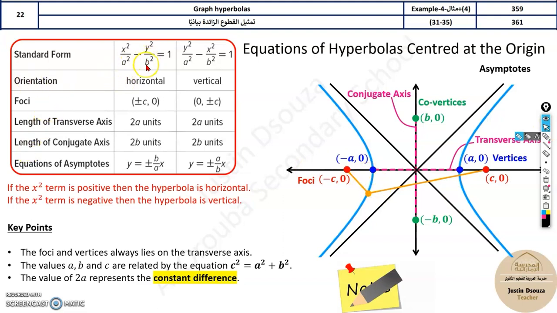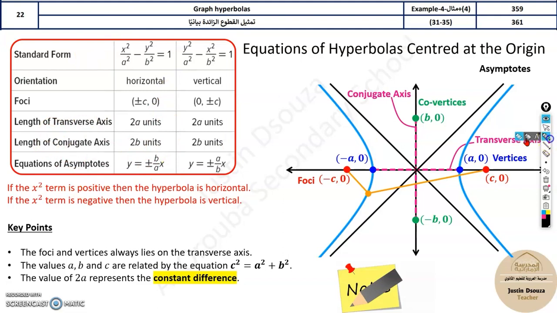Now here the standard form is very important. That is x squared by a squared minus y squared by b squared equals 1. In such cases the orientation is horizontal. How do you understand? The minus sign is with y, and then it's like this. Whereas if the minus sign is with x, then it will be upwards and downwards. And these are some basic things.